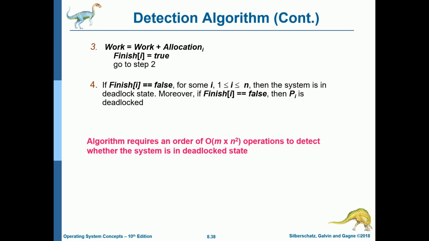Finally, in step 4, if finish[i] is equal to false for any of the i's, then the system is deadlocked, which means that process could not finish. Now, running this algorithm requires a big O complexity of m times n squared.